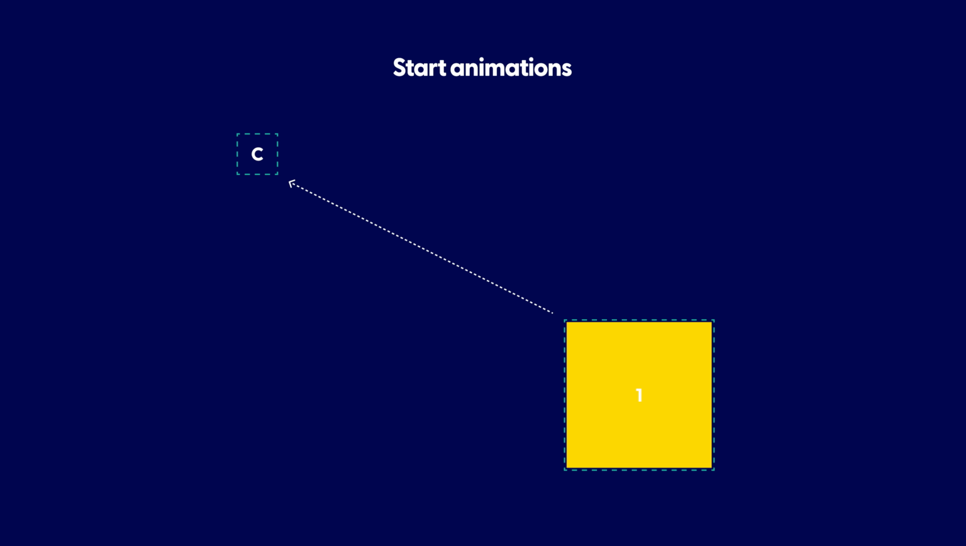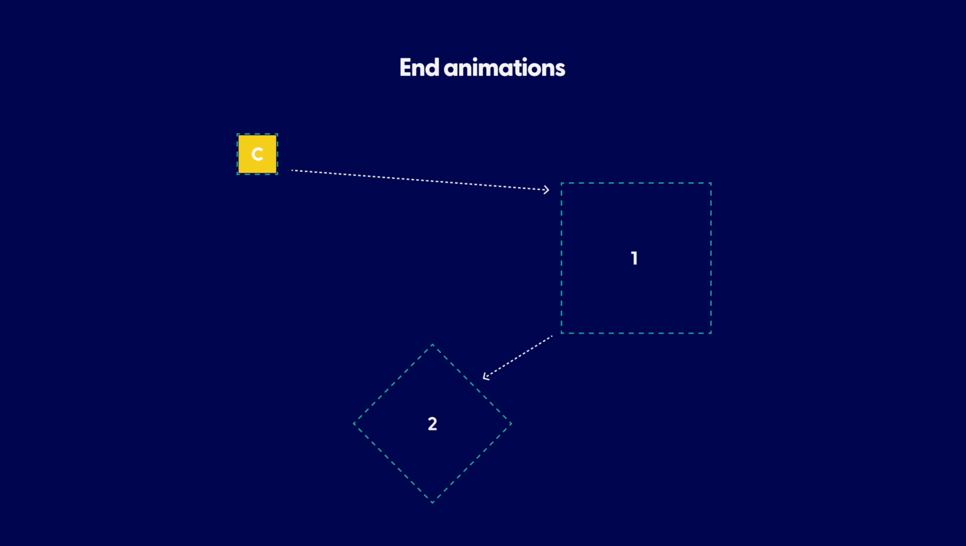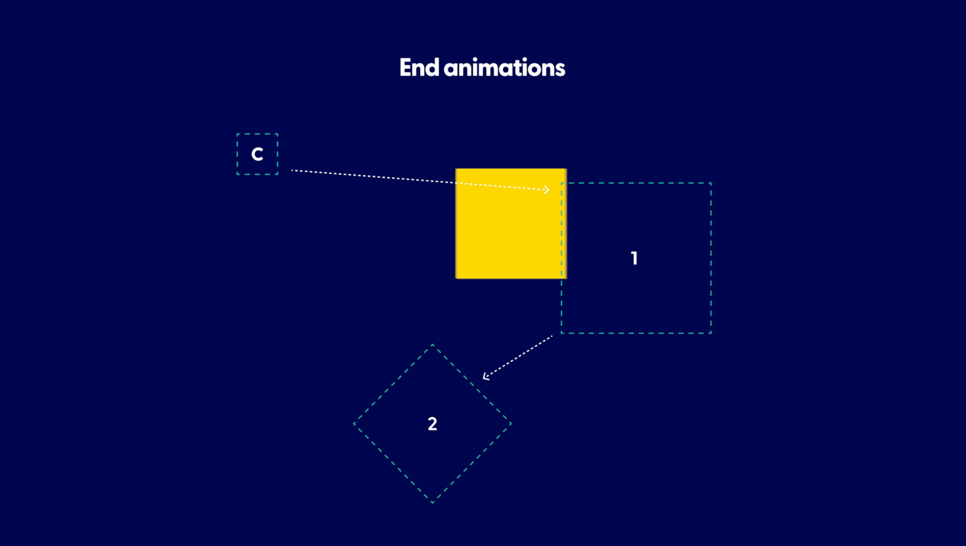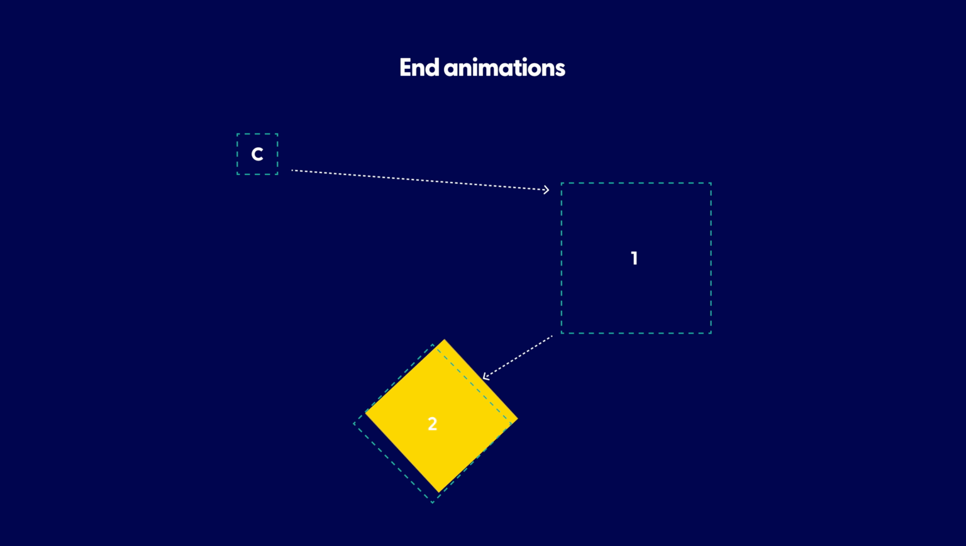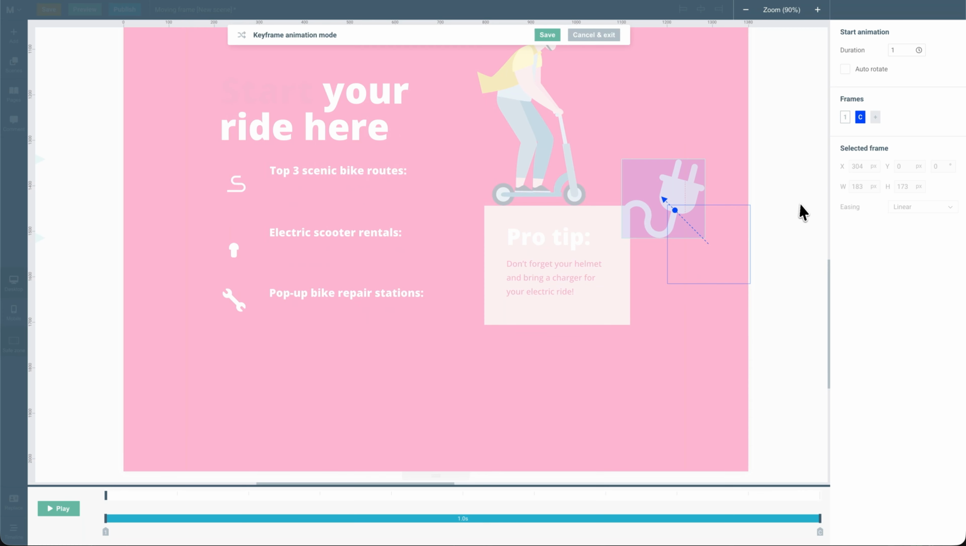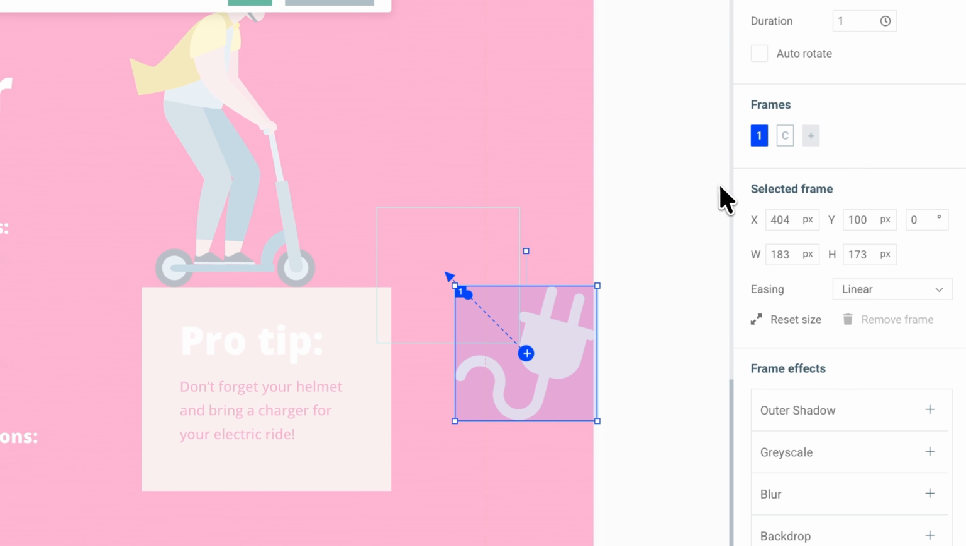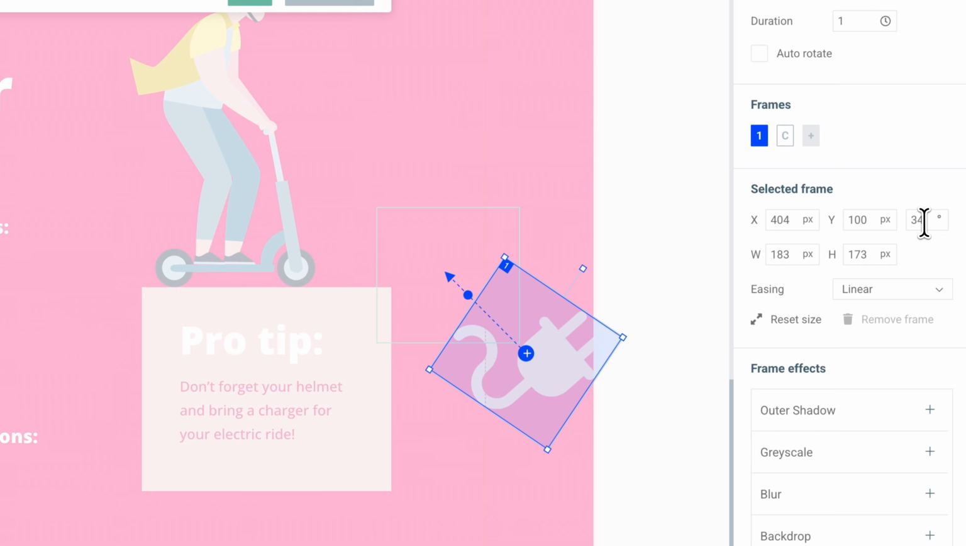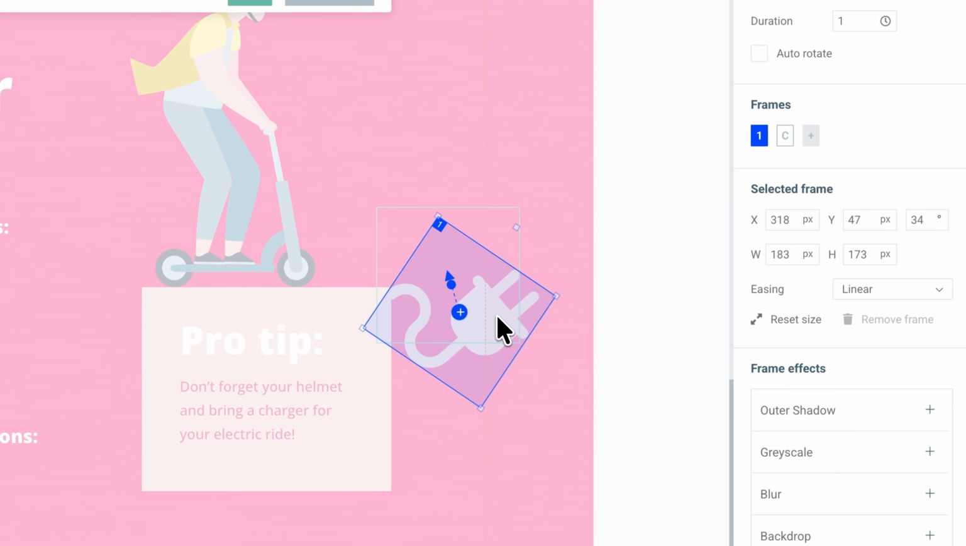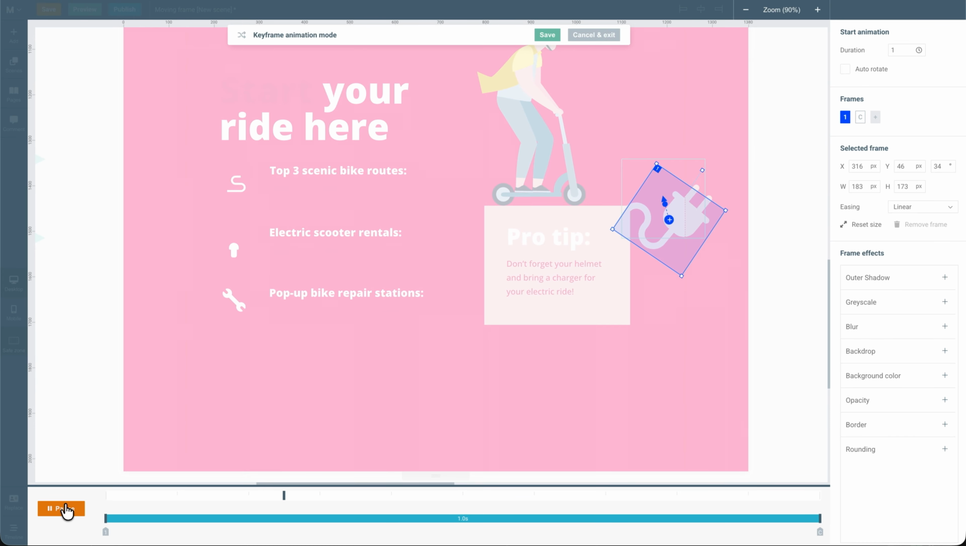So for start animations, the animation plays from frame 1 up to frame C. And for end animations, it plays the other way around. So from frame C, or its position on the canvas, all the way up to the last frame you add to the animation. I can, however, drag around keyframe 1 to whatever position I want. I want the plug to move up a little, so I'll rotate it 34 degrees and change the position just a little bit. I can hit the play button at the bottom of my screen to see what the animation looks like, and hit the save button whenever I'm done with animating my elements.